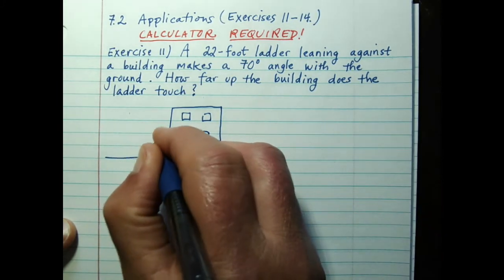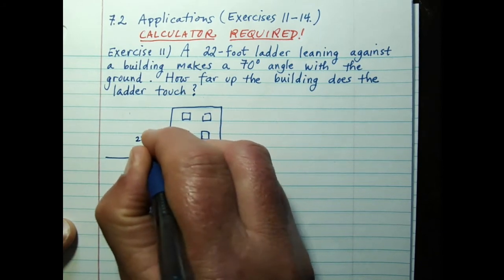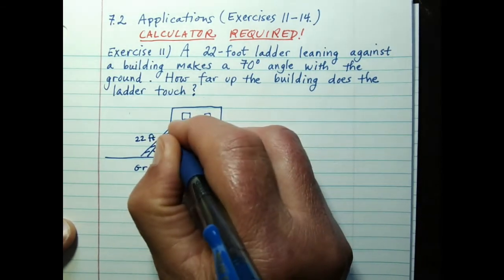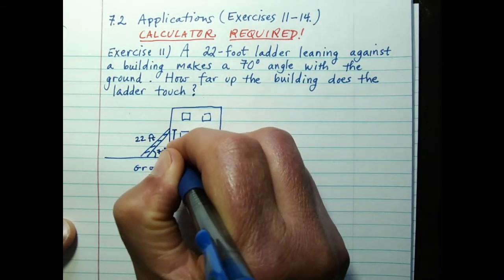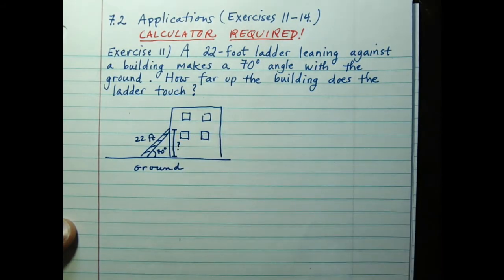And we know how long the ladder is. It's 22 feet. And we want to know how far up the building the ladder reaches. We want to find that height right there.